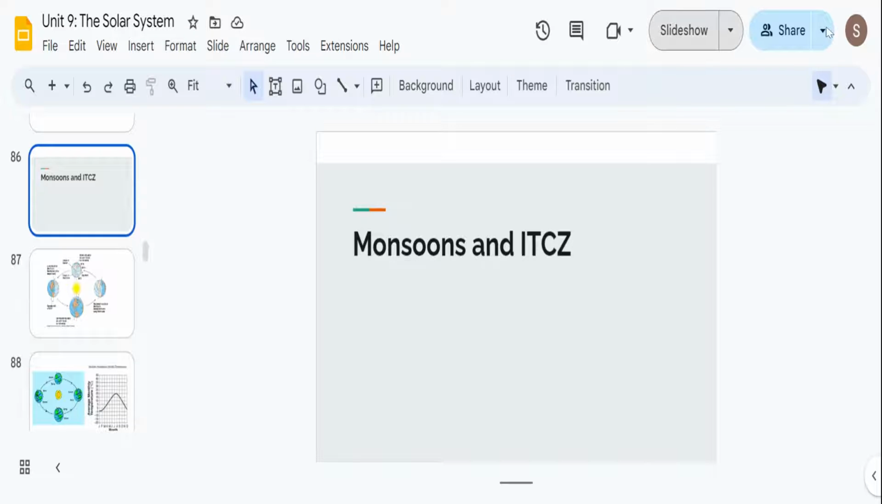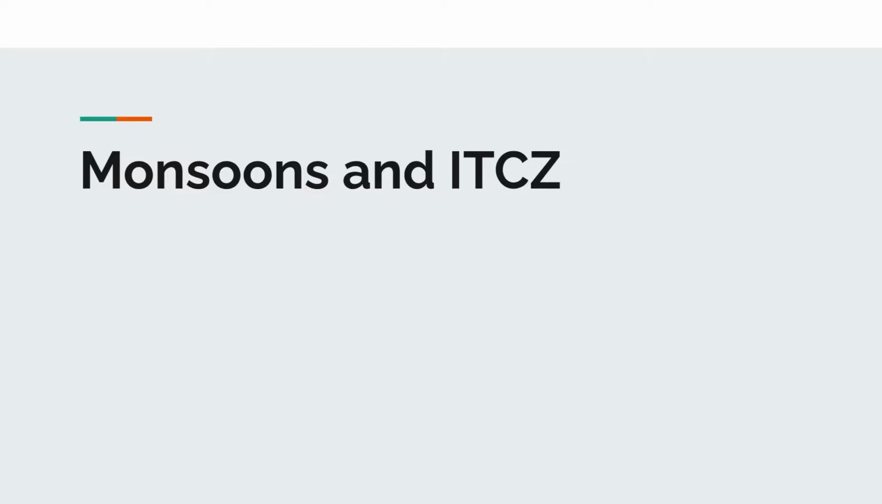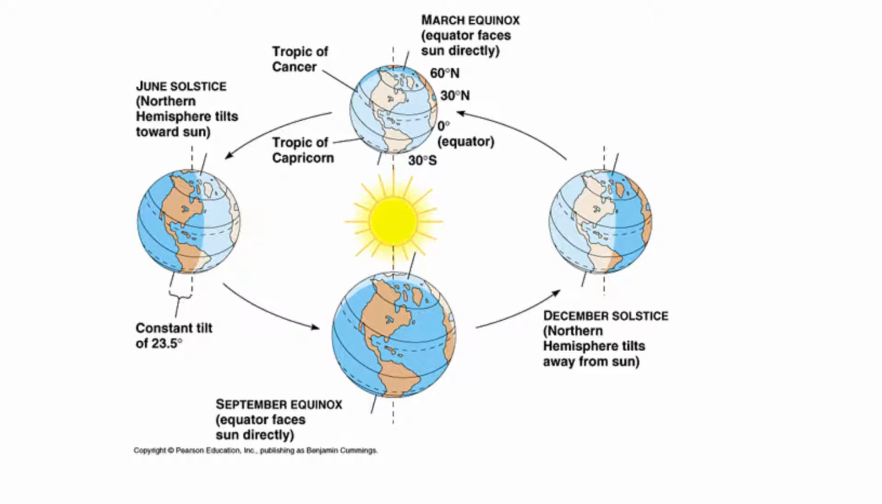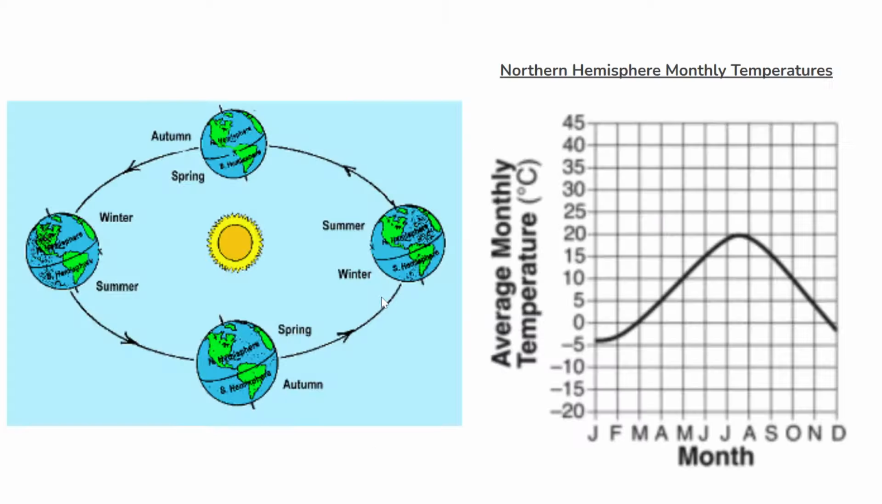Hi guys, so today we're going to talk about monsoons and the ITCZ. So we already talked about the different seasons of the Earth as it revolves around the sun. And when the northern hemisphere is tilted towards the sun, we have summer. When the northern hemisphere is tilted away from the sun, we have winter. When neither the northern nor the southern hemisphere is tilted towards or away from the sun, but instead the sun's rays are hitting the equator mostly, we have spring or fall.